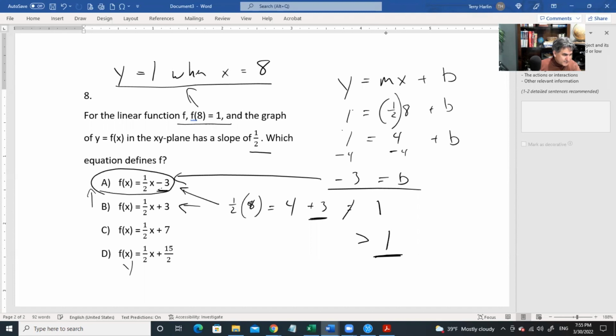And at this point, I could go ahead and plug it in just to be sure. 4 minus 3 indeed equals 1. And so that works, and we're all happy with that. But if I'm in a hurry, then I don't necessarily have to plug it in. I just know that by virtue of the fact that this didn't work, this has to be my answer.